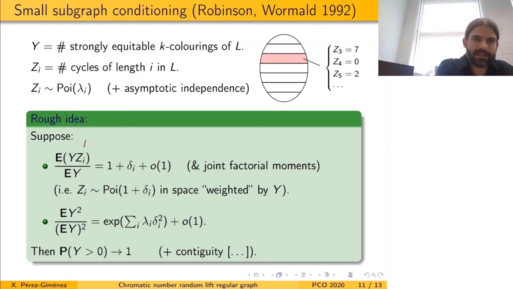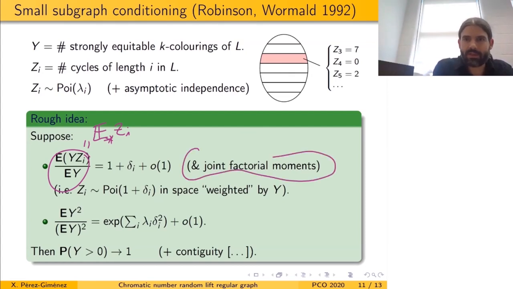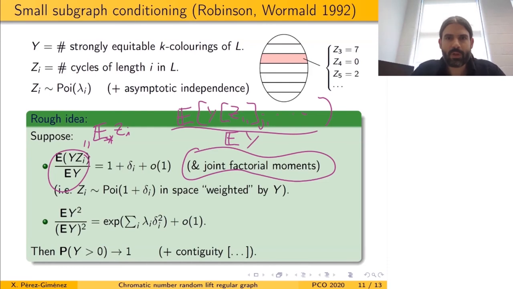Well, this is about the expected number of cycles of length I in this weighted probability space. If you compute these expectations and the joint factorial moments in this weighted space, you also conclude that the cycle counts are Poisson with different parameters.